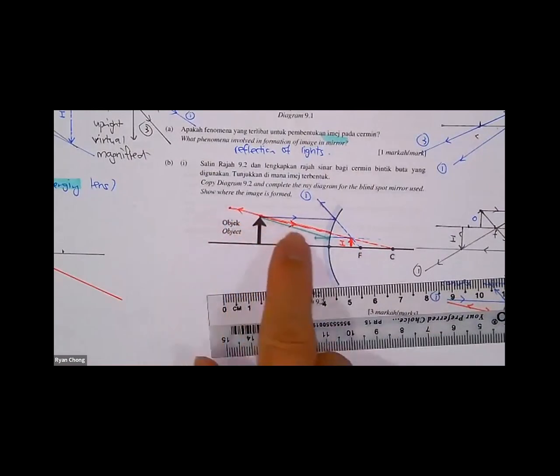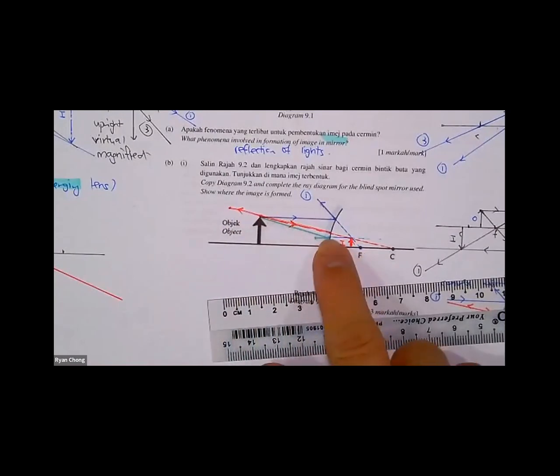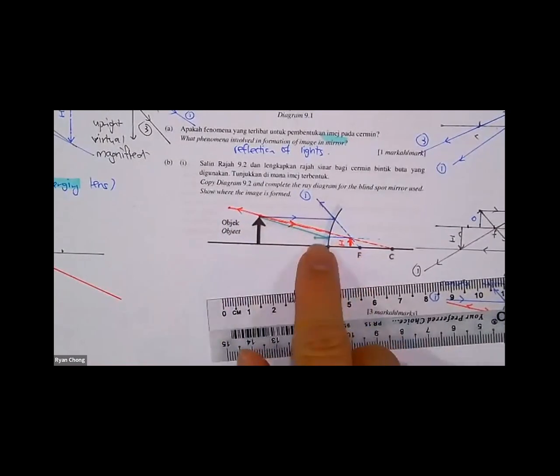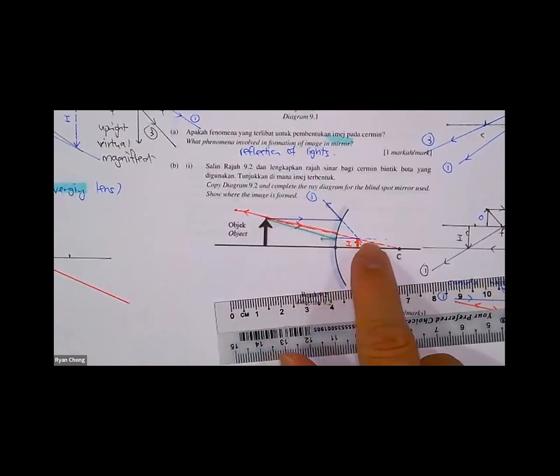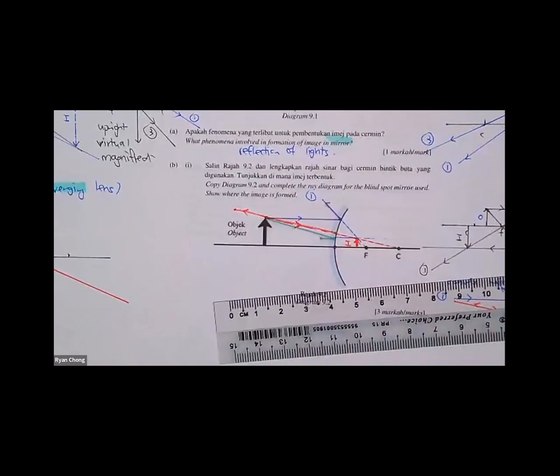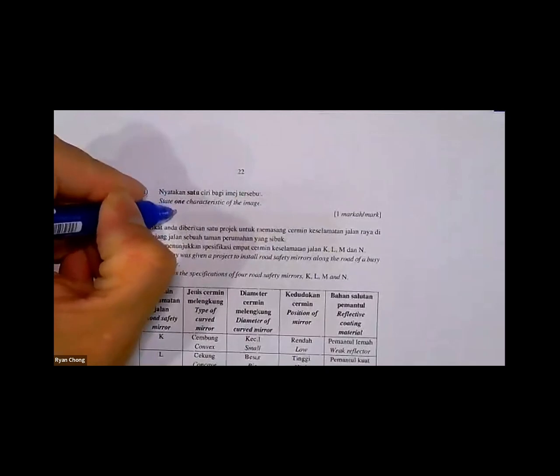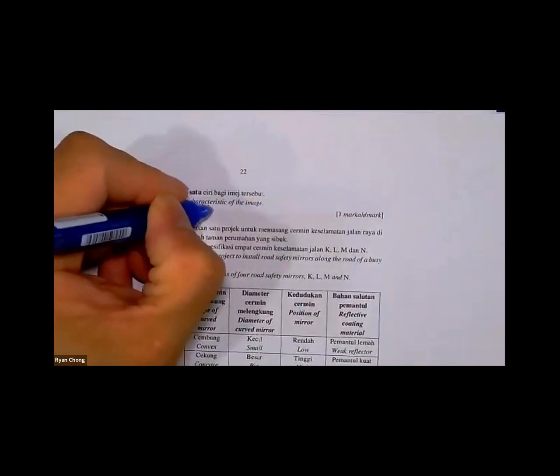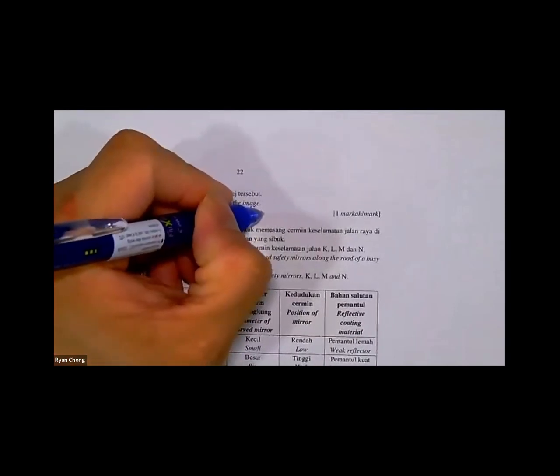So go green, focus on the focal point, and then they reflect parallelly. This parallel reflected line, you just extend the line until they intersect, and you will get a point. So what will be the image formed? The image formed, you know, is upright, virtual, and diminished.